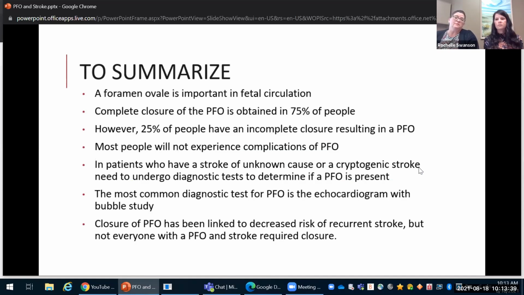And again, 25% of patients go on to have a second stroke. So we want to make sure that they know what to do if it happens again. But let's summarize a little bit about this, and then we'll get to questions.